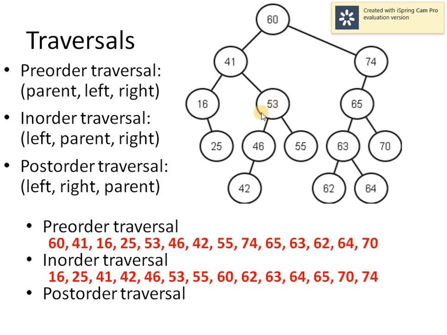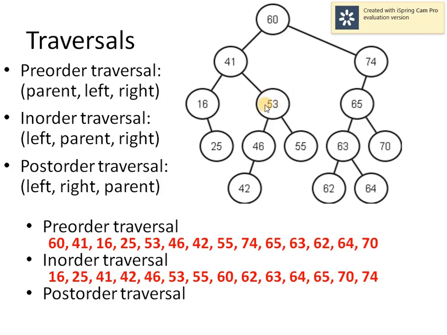We will reach the right subtree. 53 is parent, move to left. 46 is parent, move to left. 42 is there but it is having 0 child. So we will visit 42. Then we have to visit the parent, that is 46, and its right is null. So 42 followed by 46, and then with this we have completed left of 53.